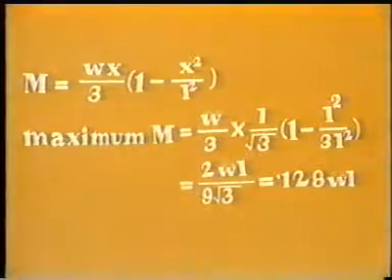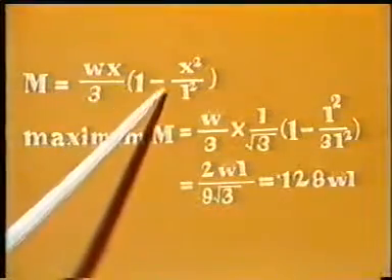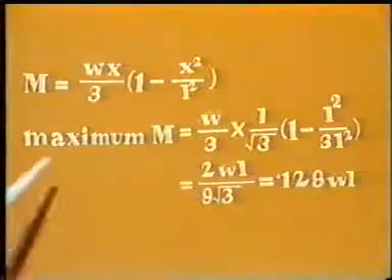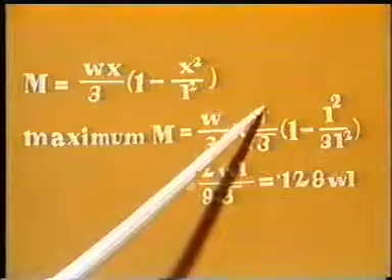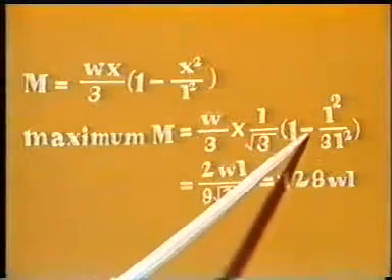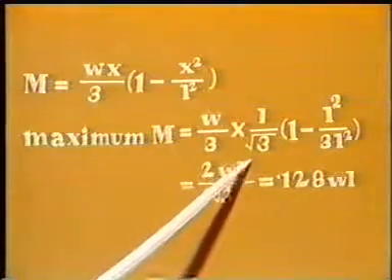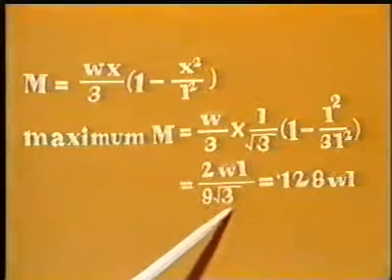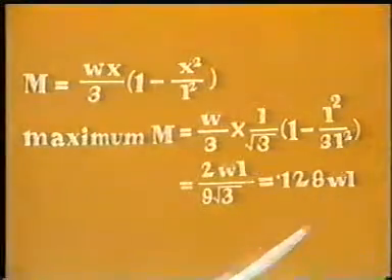To find the maximum value of bending moment, substitute x is equal to l over root 3 in the expression for M. M is equal to wx by 3 into 1 minus x square over l square. Maximum M is equal to w by 3 into l by root 3 into 1 minus l square by 3l square, is equal to 2wl over 9 root 3, is equal to 0.128 wl.